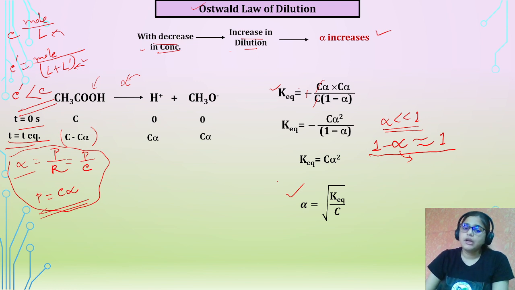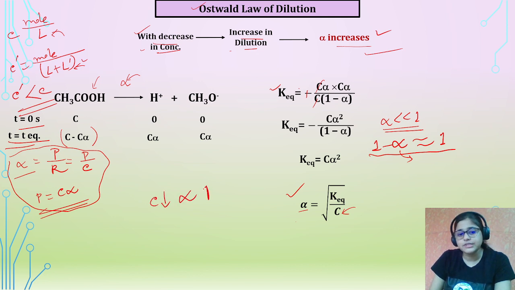Okay, fine. We got this, but how can we prove this statement? See, here a concentration term is there. So here we are decreasing the concentration. When we decrease the concentration, the denominator decreases, meaning the whole ratio value will increase, and so the alpha value will increase. Simple. So when C decreases, the alpha value increases, which is what we talked about. So this comes from Ostwald dilution law.